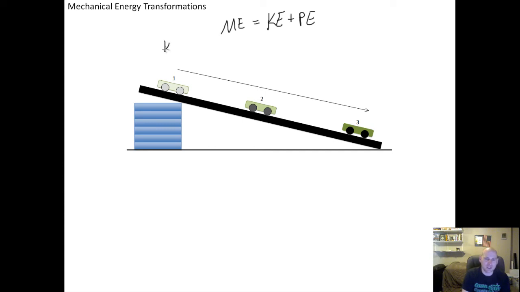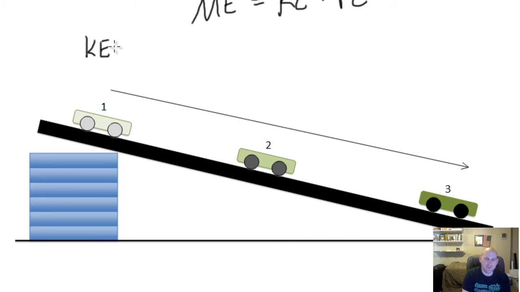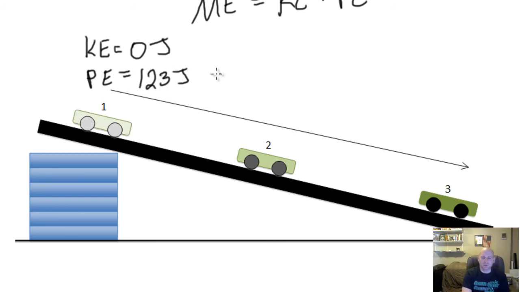At position 1, I had a kinetic energy of 0 because I did not release my cart yet. Because it's not moving, it has no motion, so its kinetic energy is 0. The other one is the potential energy at this location. I measured the height and then I calculated, and I'm not going to show you how I did that calculation because we've already seen it. But I came up with 123 joules.